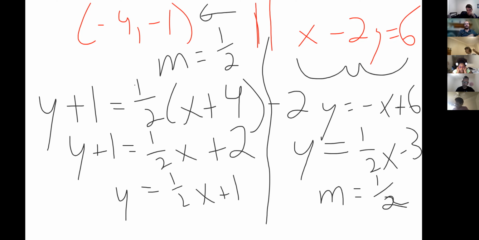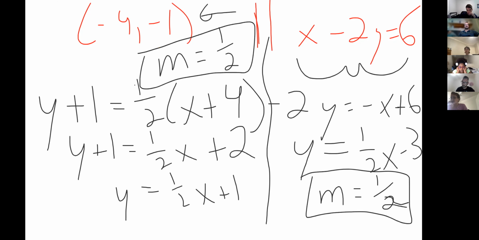And the last one. Questions about this, about how to find parallels? So if they give you a line, you might have to solve it for slope intercept to find your slope. But this is a slope of 1/2. This guy's going to be a slope of 1/2. Those two slopes are going to be equal if they're parallel. I think that's the one people usually get pretty quick. Perpendiculars are a little bit weirder.